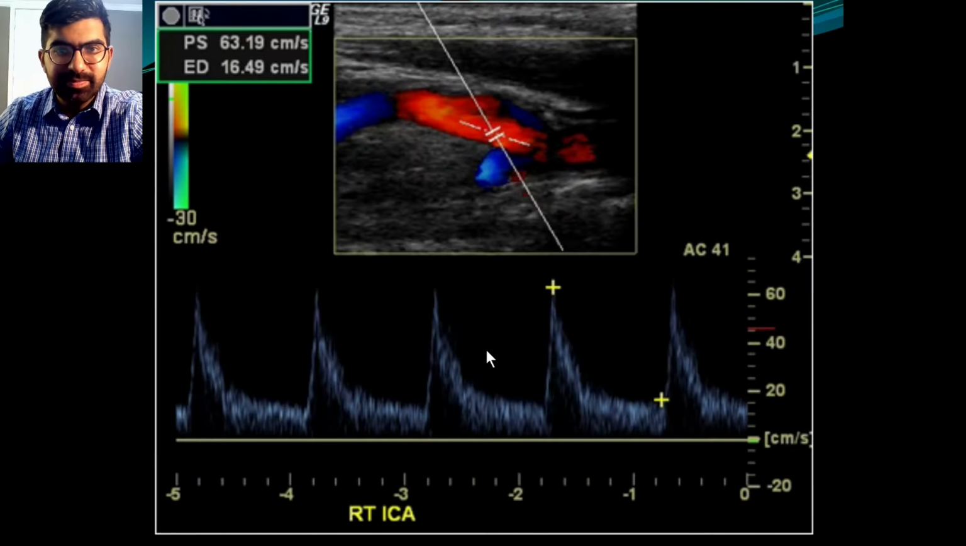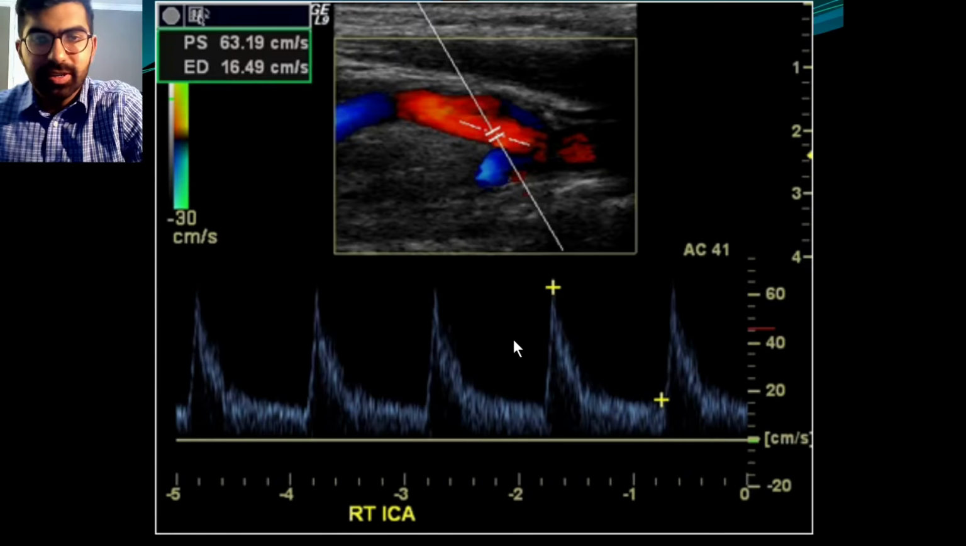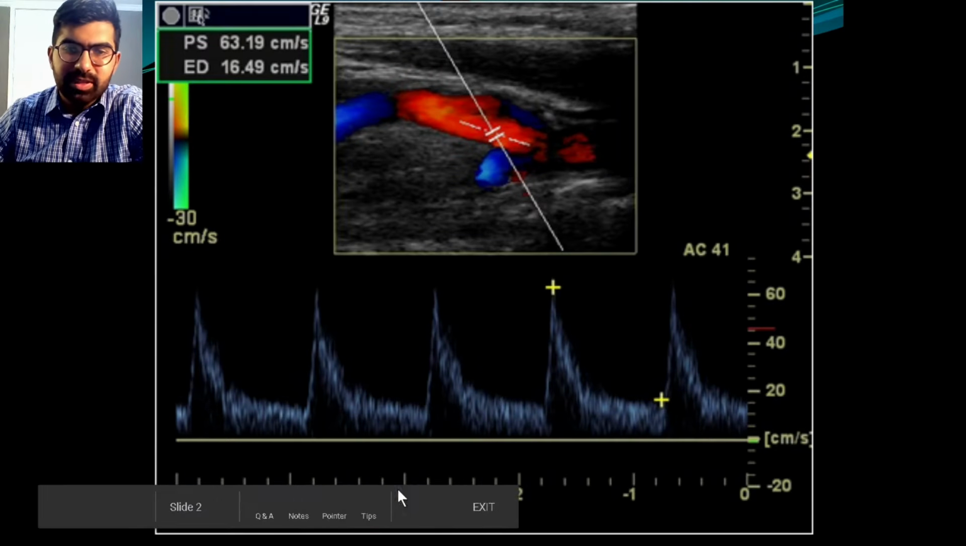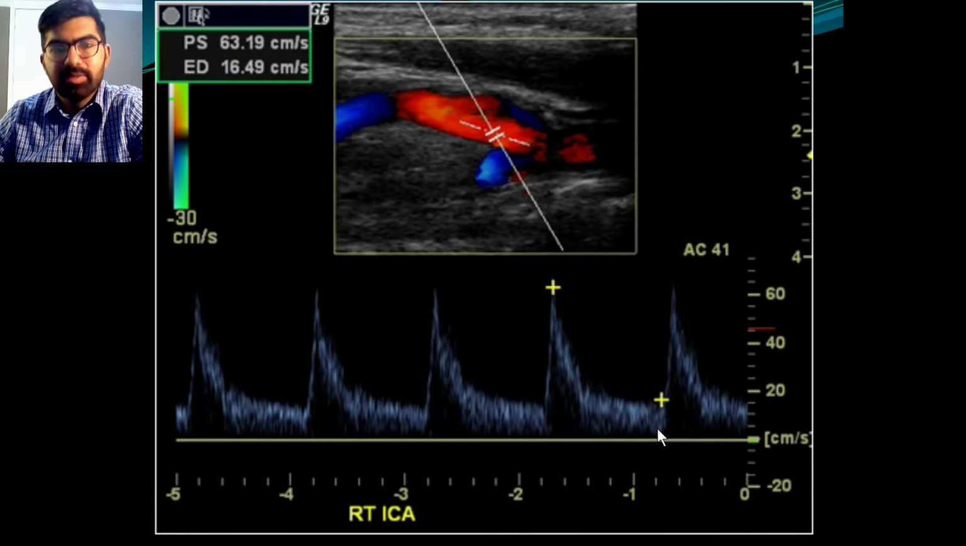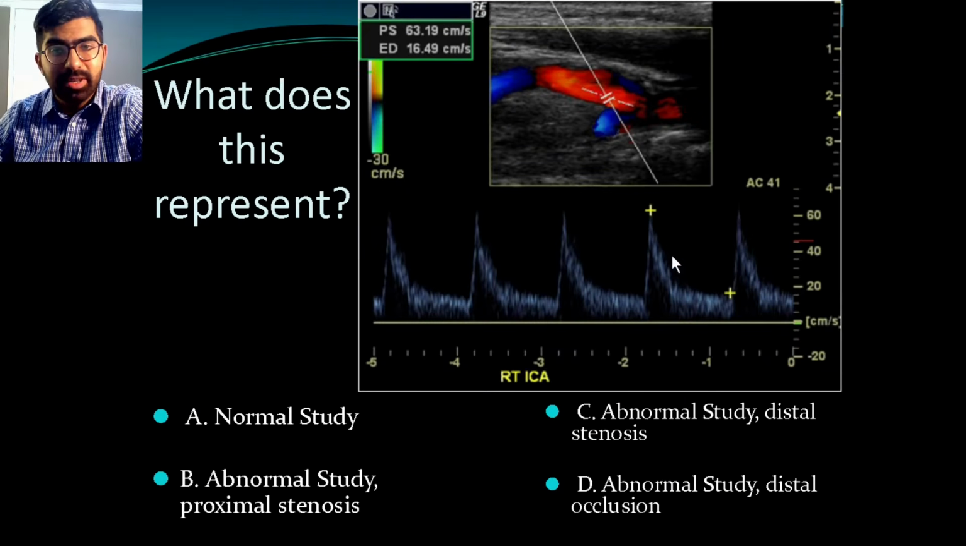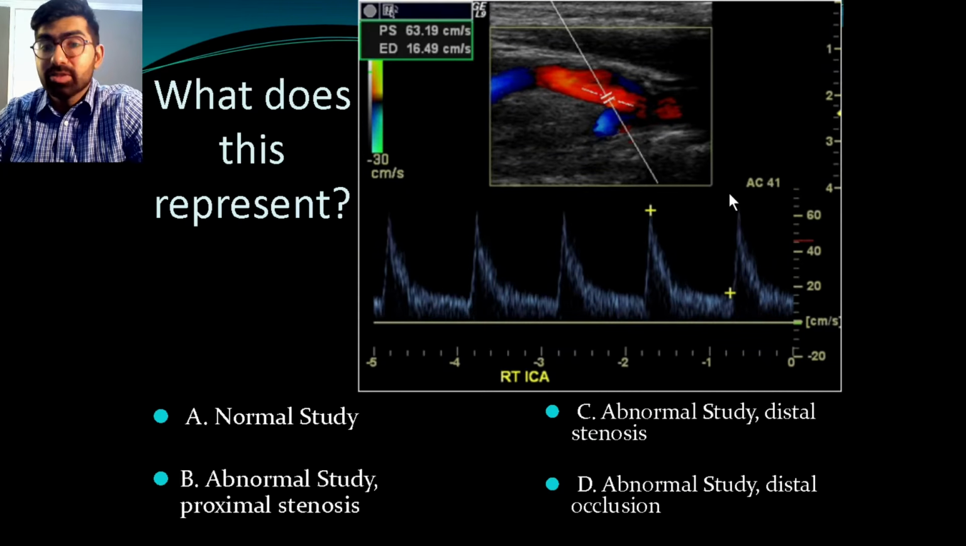So as always, let's look at this first image here. And what are we looking at? We're looking at the right ICA. We have a waveform, we have some velocities, we also have color flow denoted here. And my first question to you, like always, is what does this represent? Is this a normal study? Is this an abnormal study representing a proximal stenosis? Is this an abnormal study representing distal stenosis? Or is this an abnormal study representing distal occlusion? So take a second, think about it.